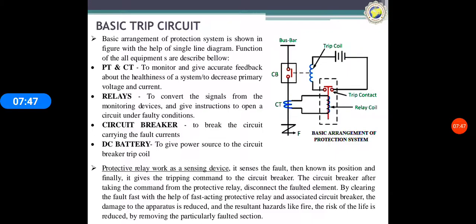When the CT's current is out of the ratio, the relay coil will get a signal, and this relay coil is given to the trip coil. It means that the relay coil is energized and the plunger of the trip contact will close the circuit. When the trip coil contactor is closed, the battery will be connected, and this battery energizes the trip coil, and the trip coil also opens the circuit breaker plunger. This one is the basic trip circuit connections.